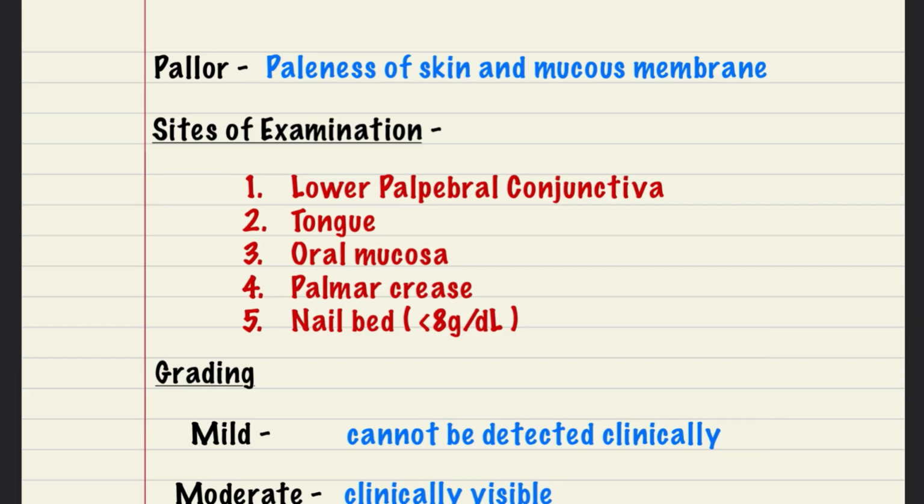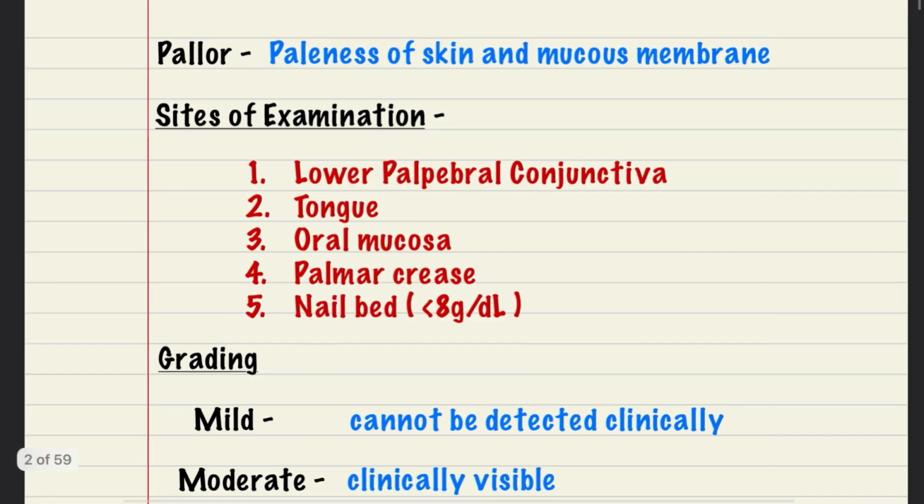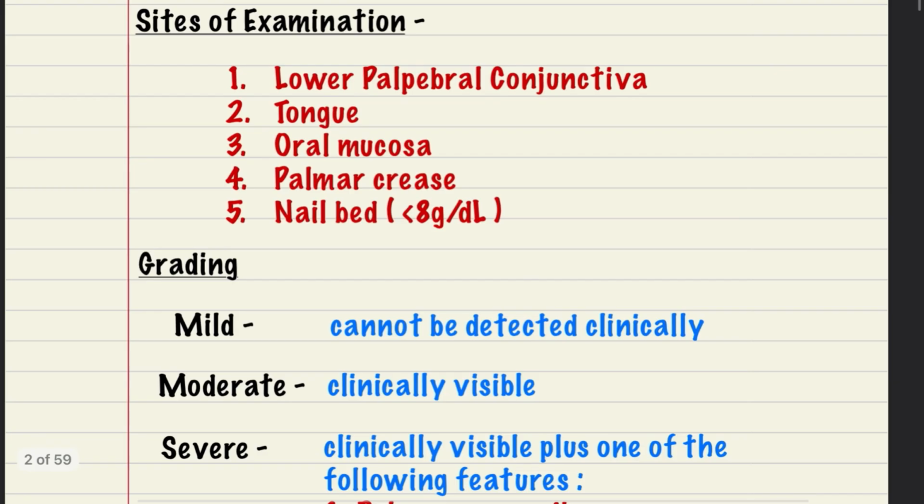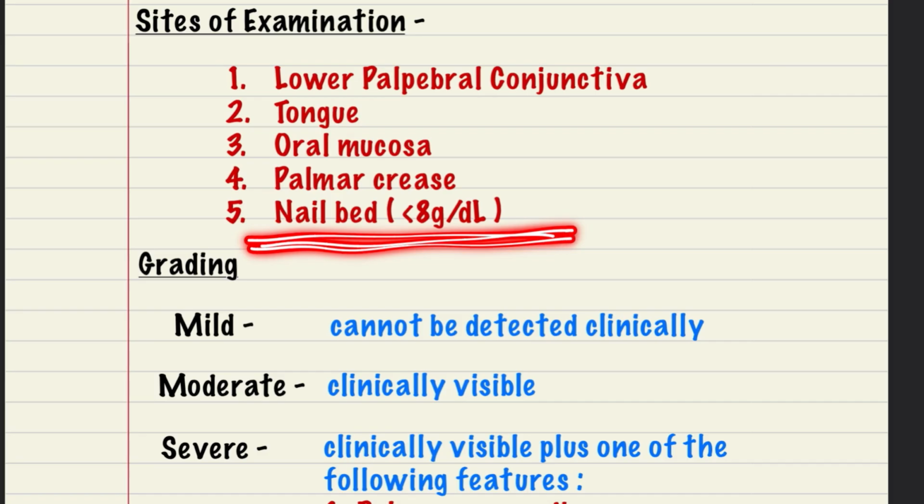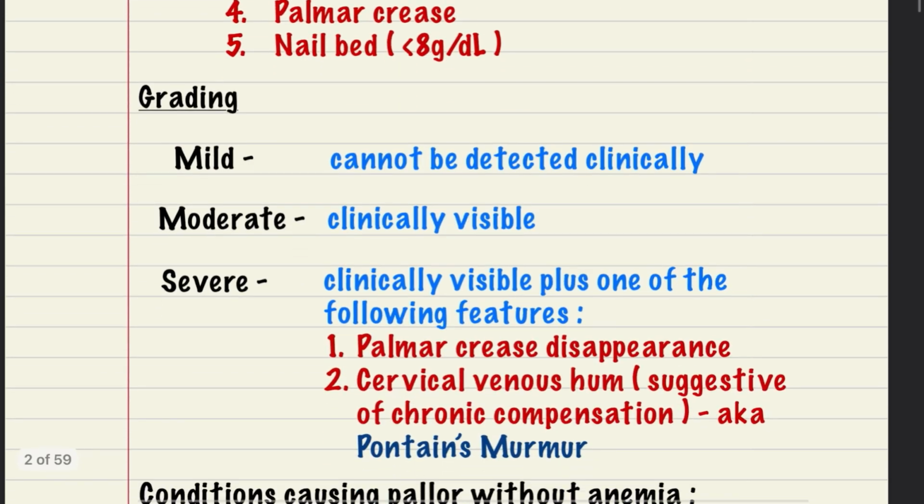So what are the sites that we examine? First of all, the part that we see and most commonly examine is the lower palpebral conjunctiva. We will see the picture again. Then we use other sites: the tongue, then oral mucosa, palmar crease, and nail bed also. And if the nail bed is showing pallor, then the hemoglobin level is approximately less than 8 gram per deciliter.